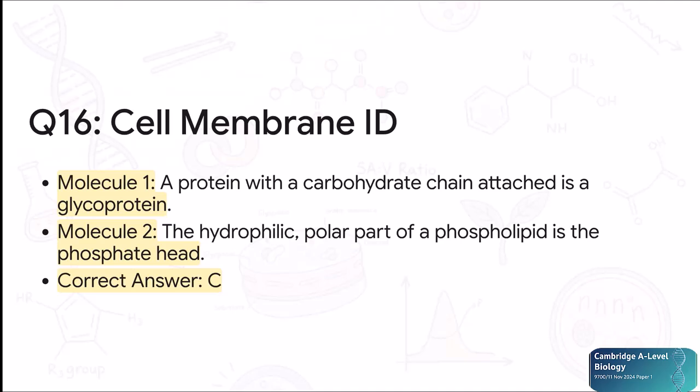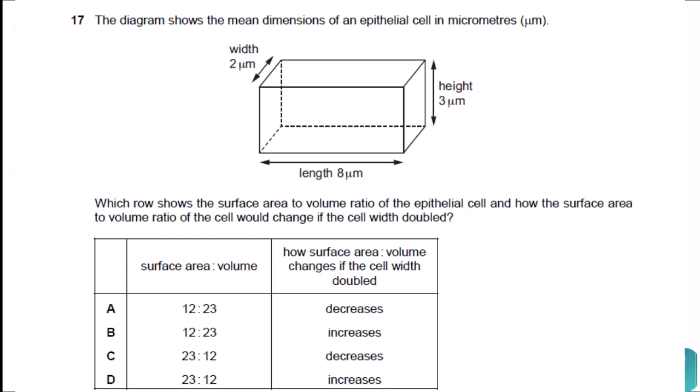Now, what about molecule 2? It's that little round part of the phospholipid. It loves water, so it faces outwards. It's the hydrophilic phosphate head. So we're looking for glycoprotein and phosphate head. That's option C. Okay, here comes a calculation question.